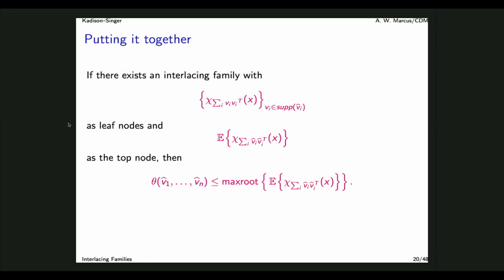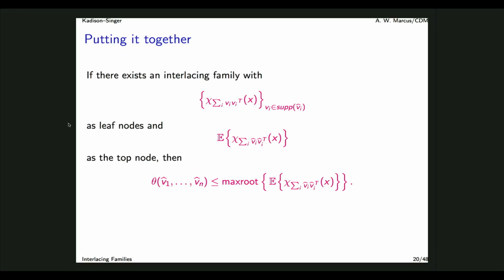So putting this all together, what we've shown so far is that if there exists one of these interlacing families where the leaf nodes are all of the polynomials you can possibly get in the support of these random vectors, and which has the expectation over all of those polynomials as the top node, then what we would know is that theta of v1 through vn is less than or equal to the maximum root of the expected characteristic polynomial.